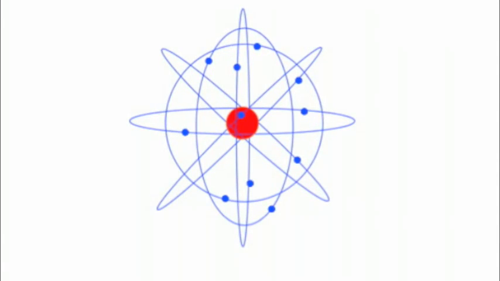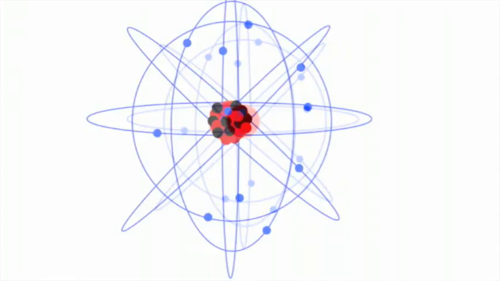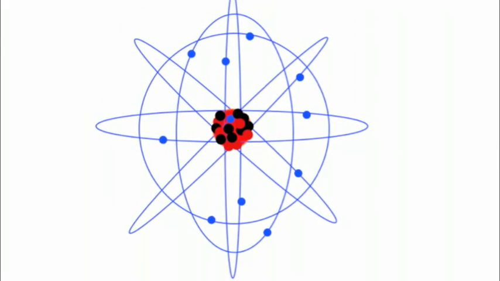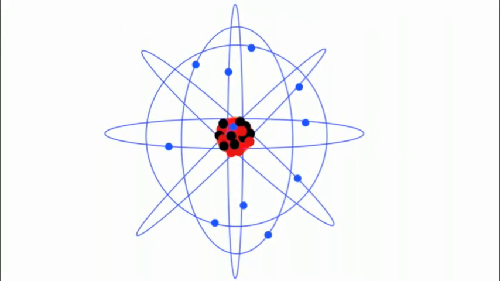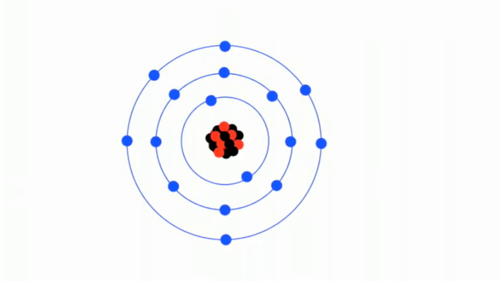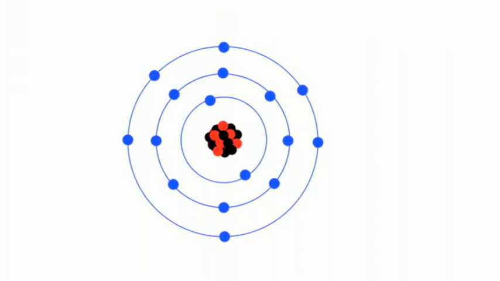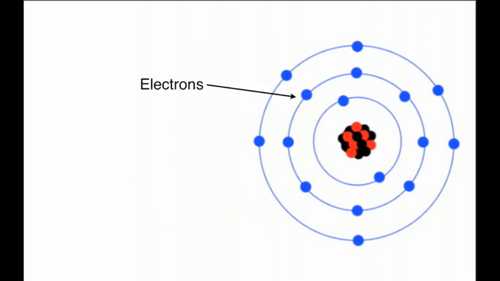Diagrams such as these are frequently shown in textbooks. We're pretty certain that they are not accurate. They are, however, easy to draw and able to convey basic ideas. The blue dots in these diagrams represent the electrons.